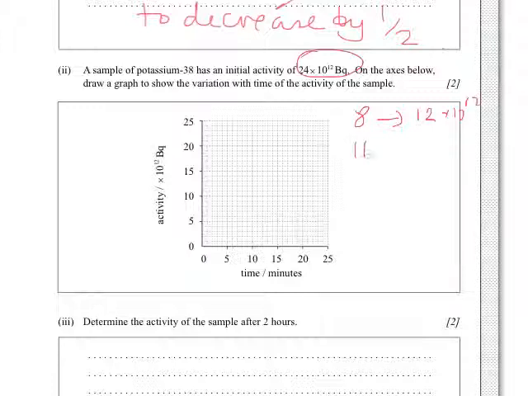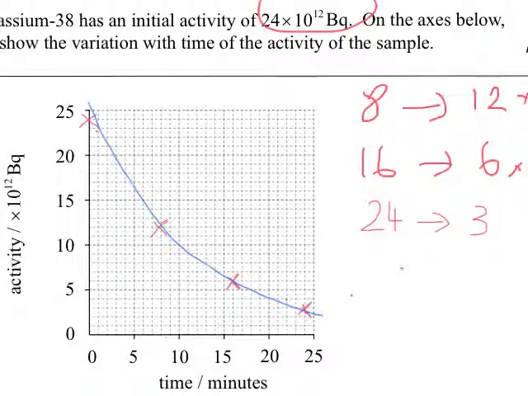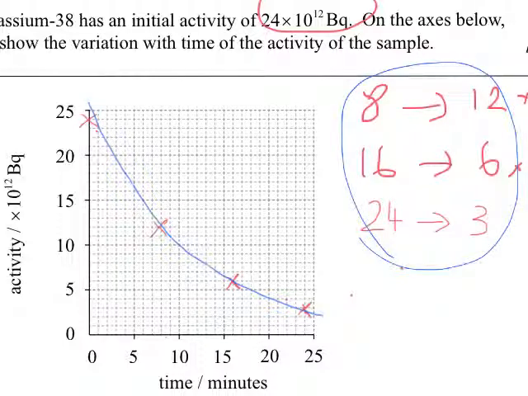Okay, in 16 minutes, you should have half of that, 6 times 10 to the 12, and then so forth until you plot all the given points. So I'm going to do that now. Okay, so you can see my half-life graph with 3 coordinates worked out.